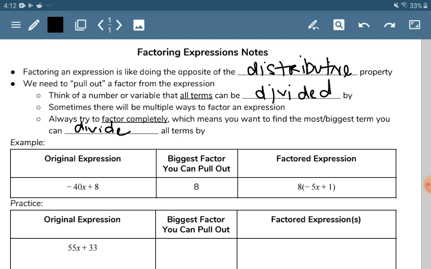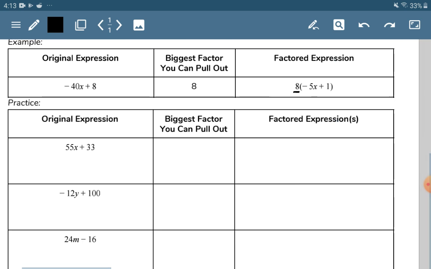So in my example, the original expression I would give you is negative 40x plus 8. The biggest factor that you can pull out from both 40x and 8 is the factor of 8. That means we're going to divide by 8. So the factor that I'm pulling out goes on the outside of our parentheses. And on the inside is what's left over after we divide. So negative 40x divided by 8 gives me negative 5x. And positive 8 divided by 8 gives me a positive 1, or the plus 1. So we're going to practice this a couple times below.